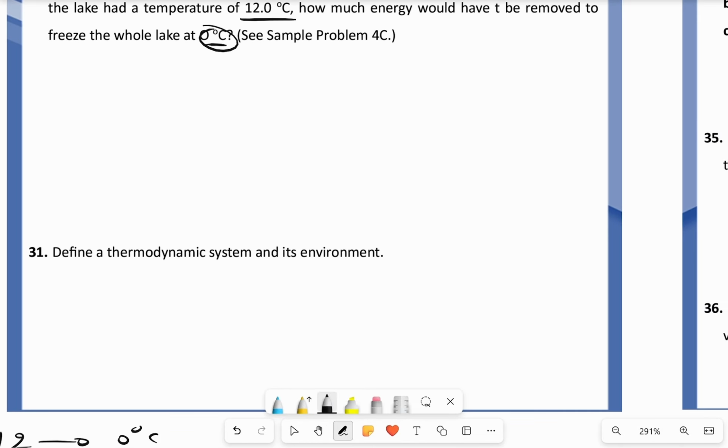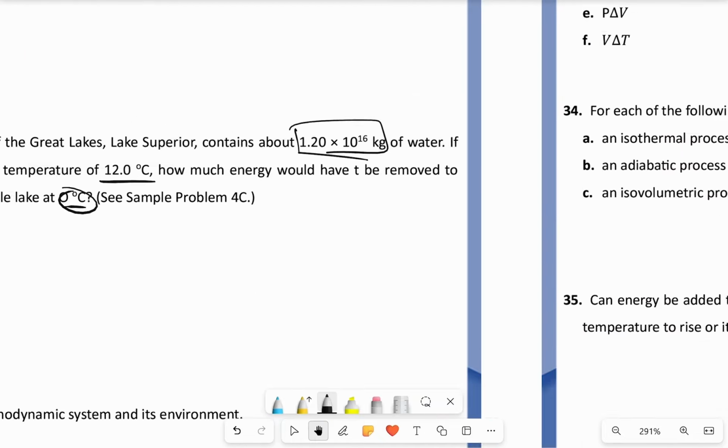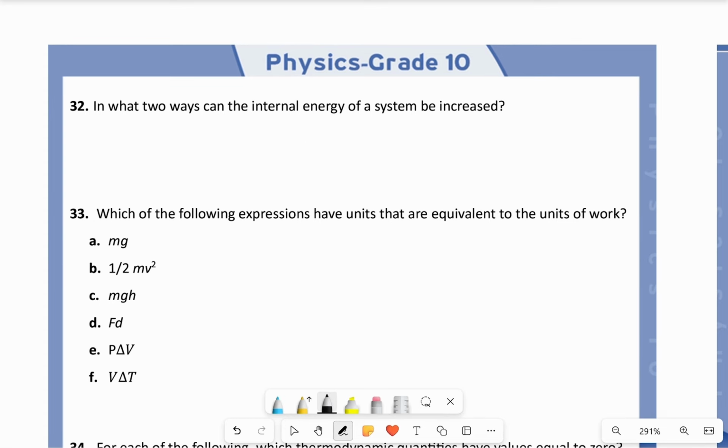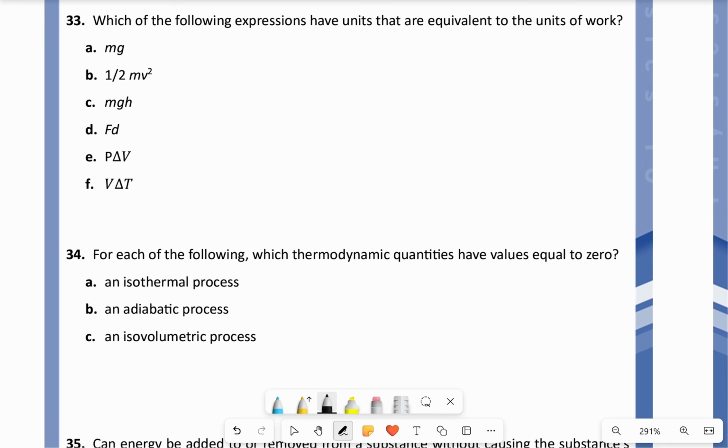This is question 30. Question 30, when it says define a thermodynamic system and its environment. A thermodynamic system, guys, is basically a collection of matter within a confined boundary where there is no matter passing. What about an environment? An environment is anything that can disturb the behavior of the system. And that's it. You basically give the definitions. In what two ways can the internal energy of a system be increased? We can change the internal energy of a system by transferring energy to the system or by doing work on the system.